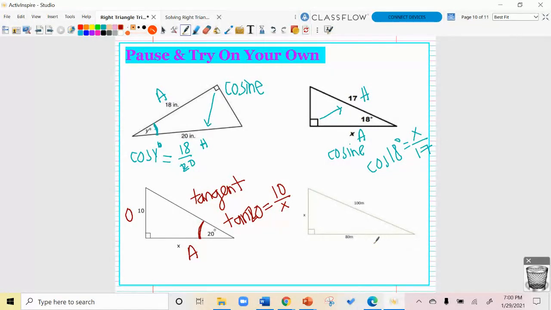And finally, what about this one? Oh shoot, where's my reference angle? What do we do? We can't find x. Yes, we can. We have the Pythagorean theorem. Right? So I did this on purpose too. It wasn't a mistake. I don't want you to forget what you have learned.